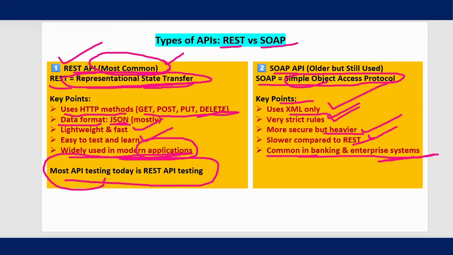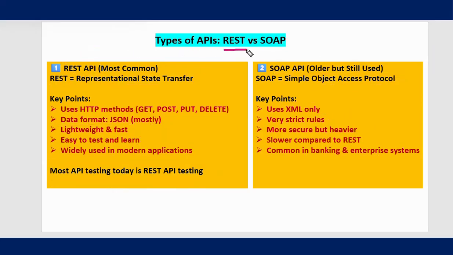So there are two types of APIs, REST API and SOAP API. These are the key points for both. In REST API we basically use the methods GET, POST, PUT, and the JSON format, and in SOAP we use XML for formats, right? So let's get to the next slide.